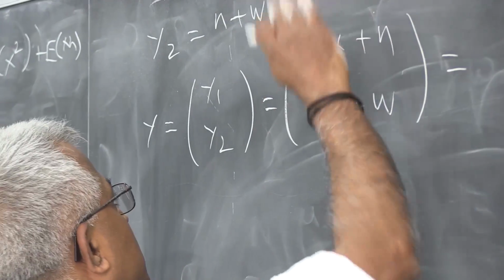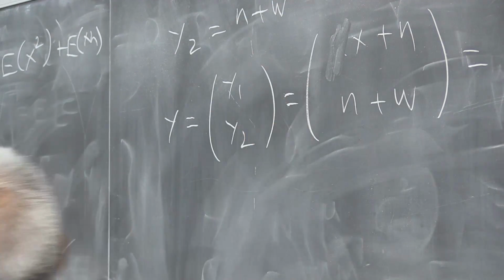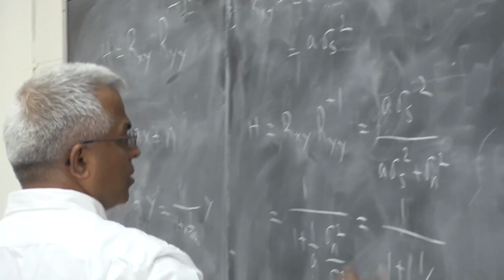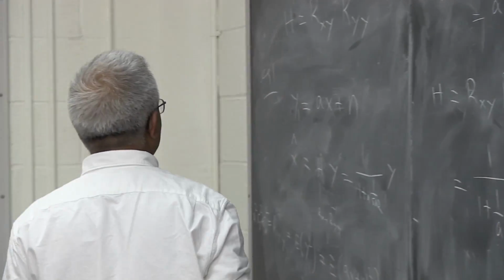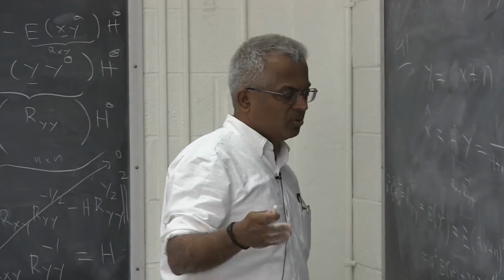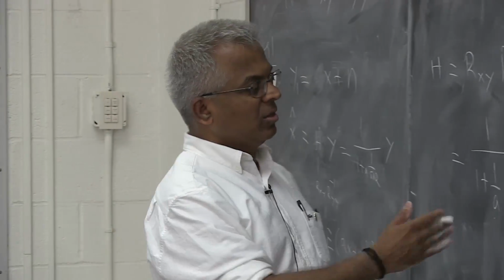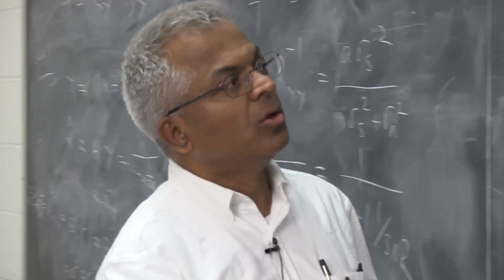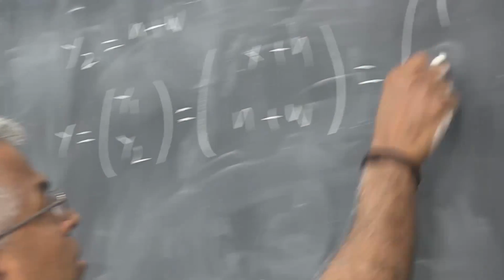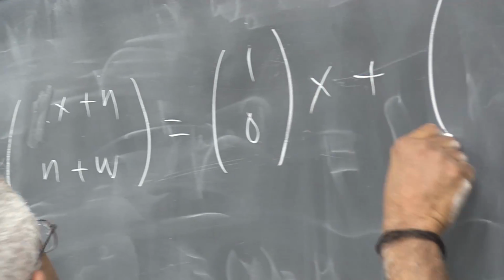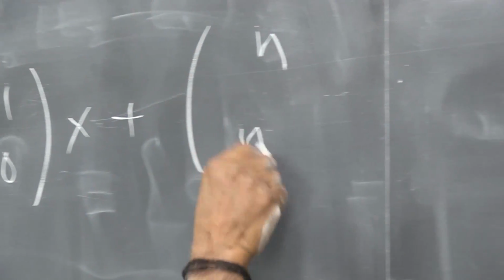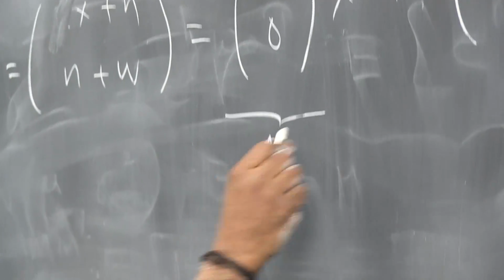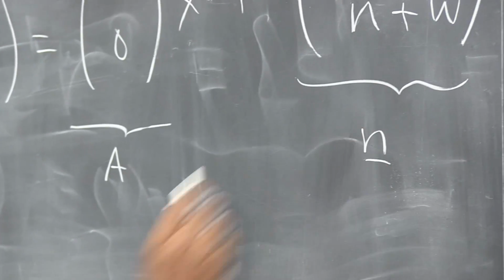So let's say a is 1 at this point. Okay. So let's redo the problem with a. Otherwise you just have to carry over a. So this is the optimum estimator. So if you want, you can write this as, right. So this is your x, this is your a, this is your n.